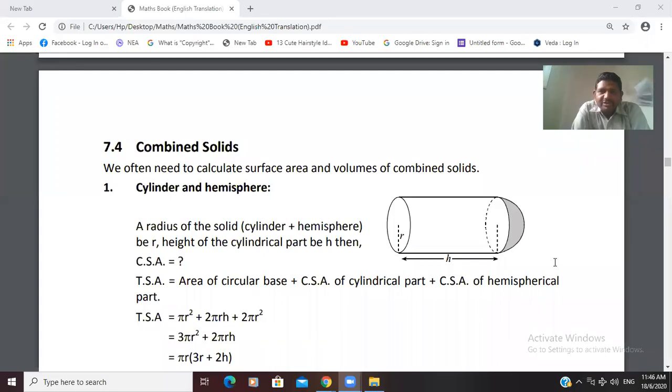So everybody be ready with your pen and copy. I am going to explain about the combined solid object. You will listen also and you will go on writing also about the formulas of this combined solid object. And the first combined solid object we are going to study is combination of cylinder and hemisphere.